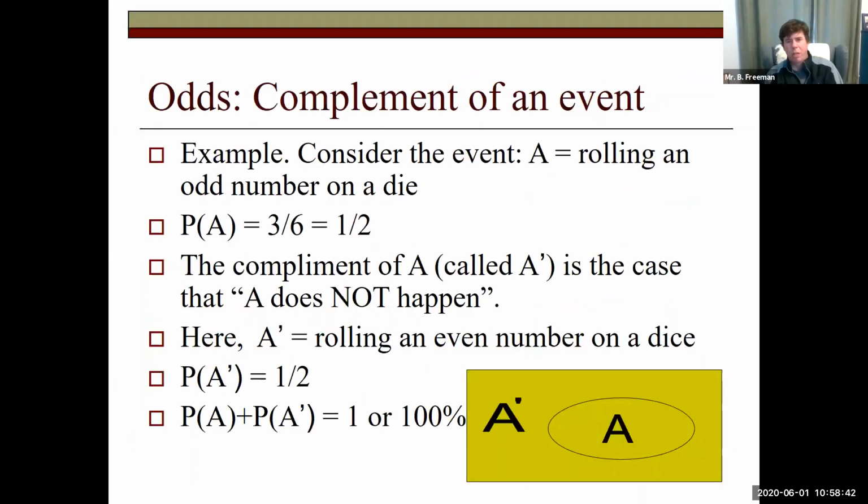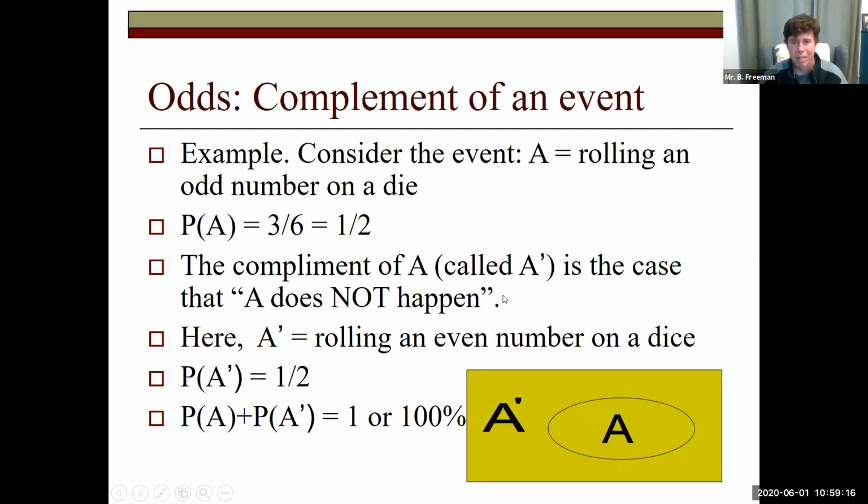Okay, so formal definitions of odds. Earlier, we looked at this idea of a complement of an event. So you have the probability of it happening and the probability of it not happening. And now you see why that is so important. So for the most simple kind of an event, rolling an odd number on a die. There are 6 numbers on a die, so 1, 3, and 5 are odd. Of course, 2, 4, and 6 are even. So the probability of event A, which is rolling an odd number, is 3 over 6, which equals a half.